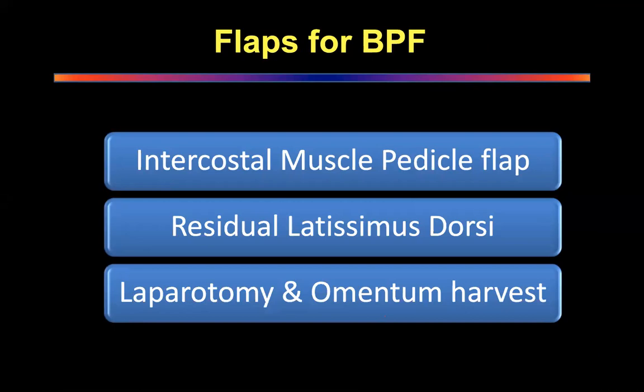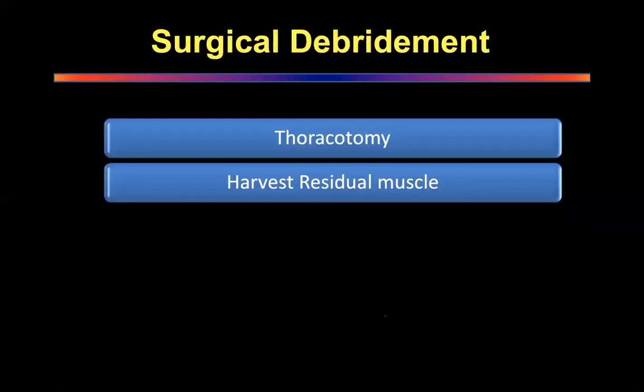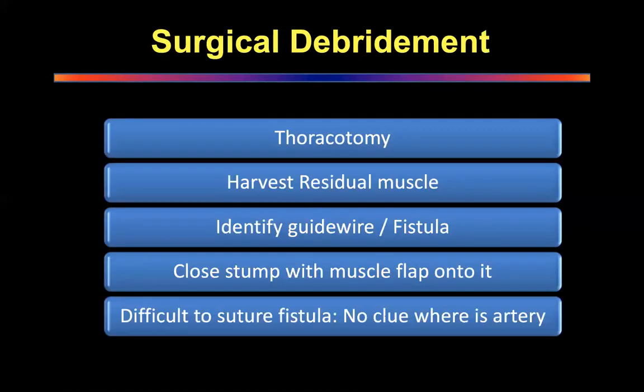We took the intercostal muscle flap. We had residual latissimus dorsi. We did a laparotomy, got the omentum out as well. Again, everything was closed. Everything was cleaned up. Again, as I said, you cannot suture the fistula because you don't know where the artery is. This is the important bit that you have to remember. It's a messy area, and the last thing you want is bleeding.